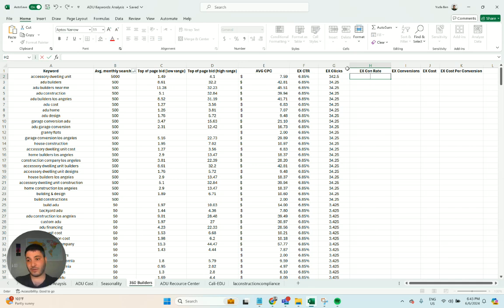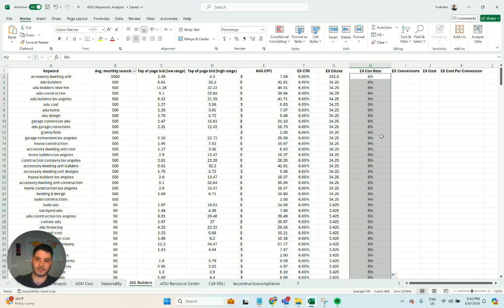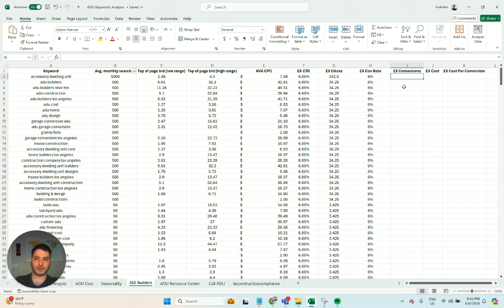So for conversion rate, I'm going to go ahead and look at the conversion. Okay, the conversion rate is about 6% for that account. You could do anything from 3 to 10%, depending on your industry. You could take a look at conversion rates per industry. I could actually link it in the description of the YouTube video. So we're going to calculate our expected conversions, which are going to be clicks times conversion rate. And here we have our expected conversions.